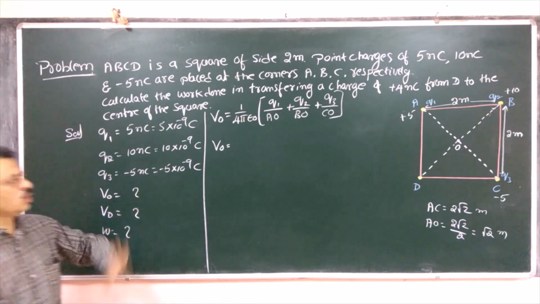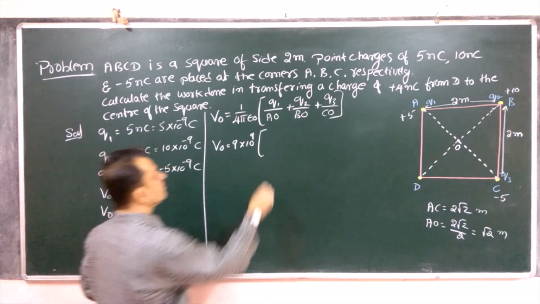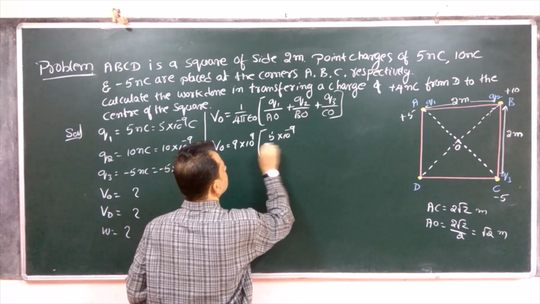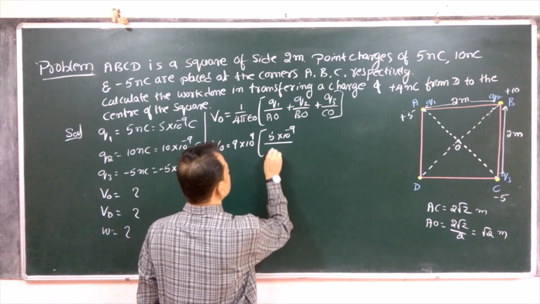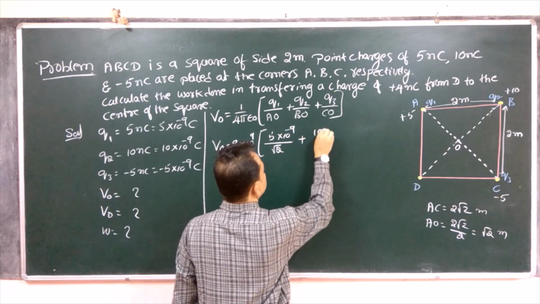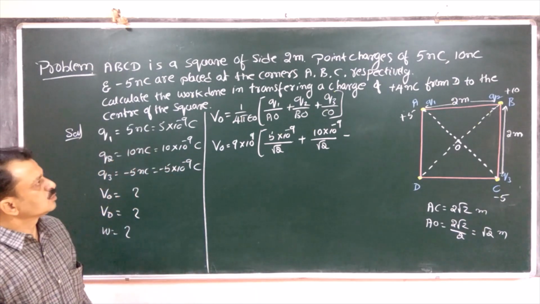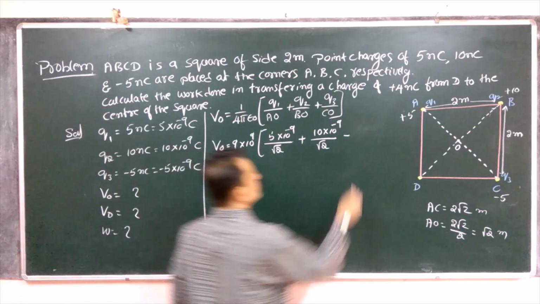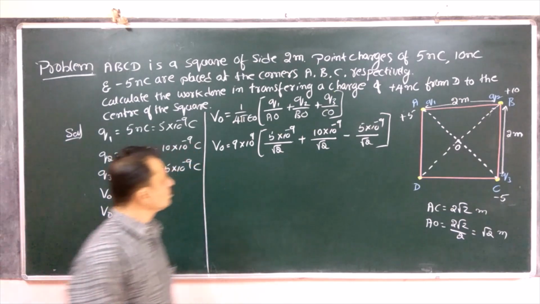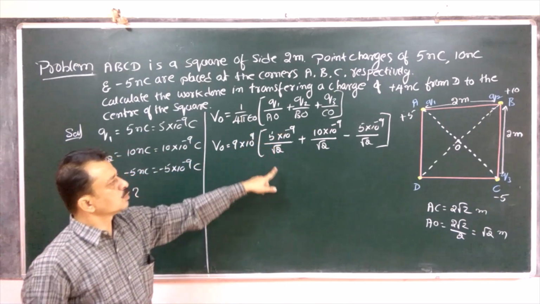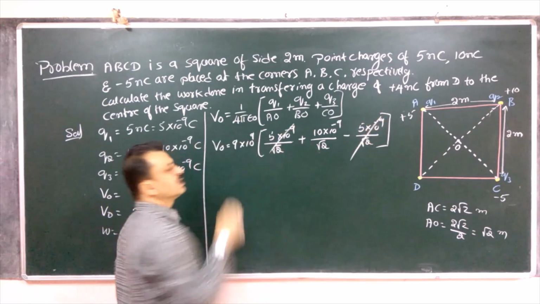Now 1 divided by 4 pi epsilon naught, we know its value is 9 into 10 to the power of 9. Straight away, Q1 is 5, so 5 into 10 to the power of minus 9 divided by AO. The distance from the charge to the center is root 2, plus the second charge 10 into 10 raised to minus 9 divided by root 2, minus. Now the third charge is negative, that's why we are taking minus: minus 5 into 10 to the power of minus 9 divided by root 2. Now obviously look here, plus 5 into 10 raised to minus 9 divided by root 2 and minus 5 into 10 to the power of minus 9 divided by root 2 cancel. We are only left with the second term.